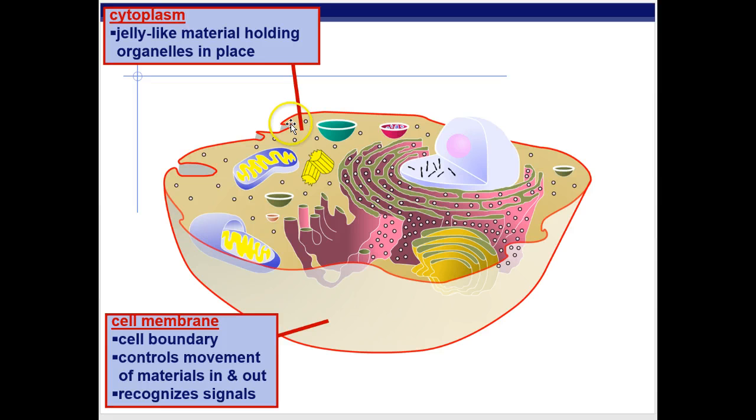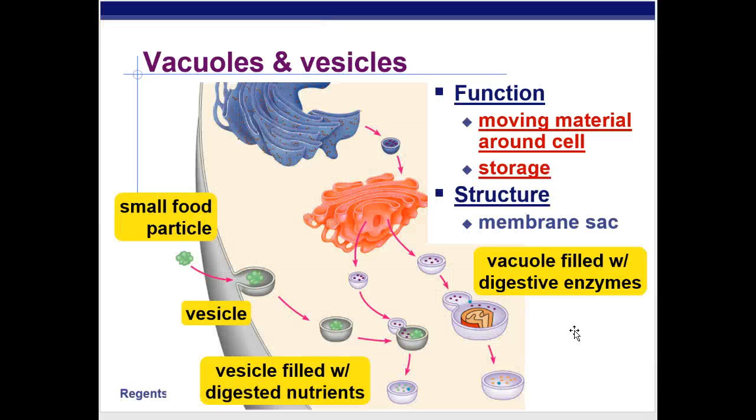The cytoplasm, an important part of the cell, is the jelly-like material as well as the organelles that lie here in the cell, from the nucleus onto the cell membrane in between here. The cell membrane is the boundary. It recognizes things that should be in and should be out of the cell.